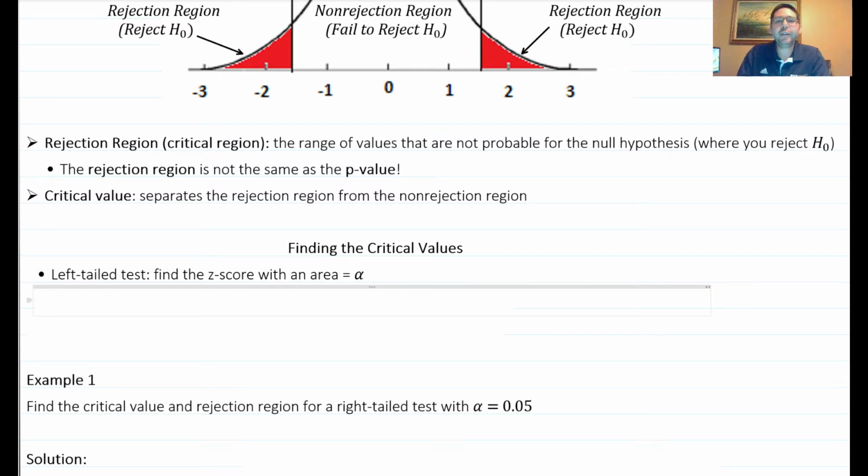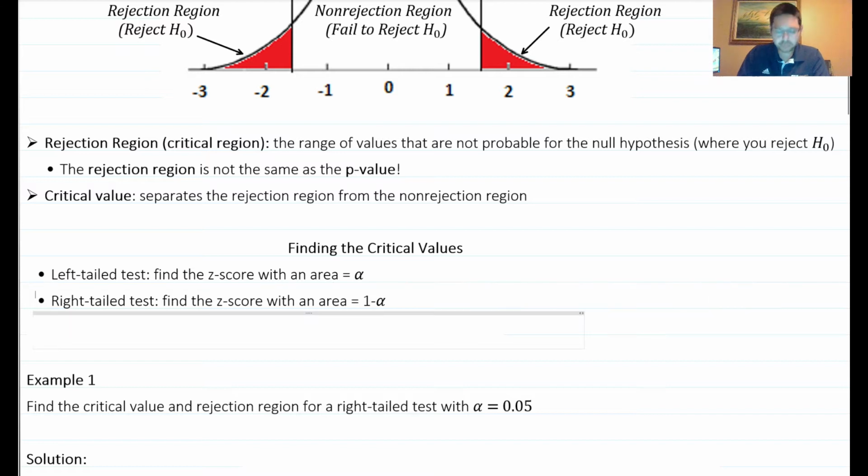So if you know that your alpha is 1%, then you need to find an area of 0.01 on the z-chart, and then whatever z-score relates to that is the z-score that you use for the z-critical. For the right tail test, you're going to take that level of significance and do 1 minus that. And then you look up that area, and that will tell you your z-critical for the right-tailed test.